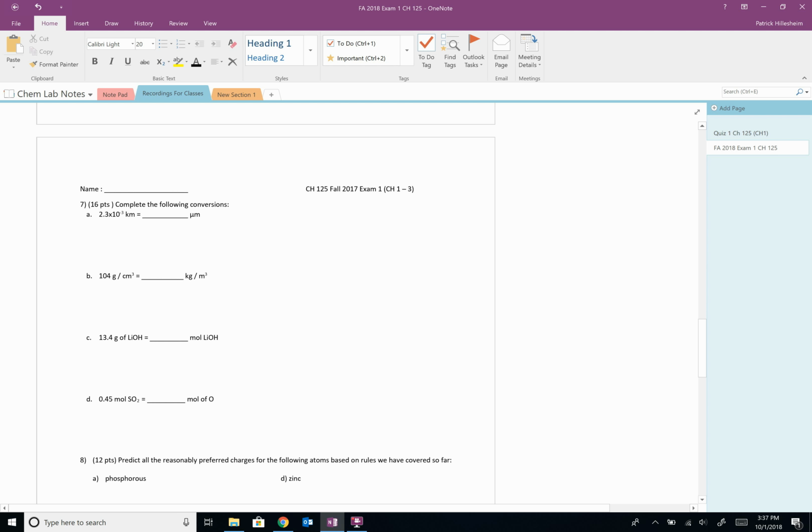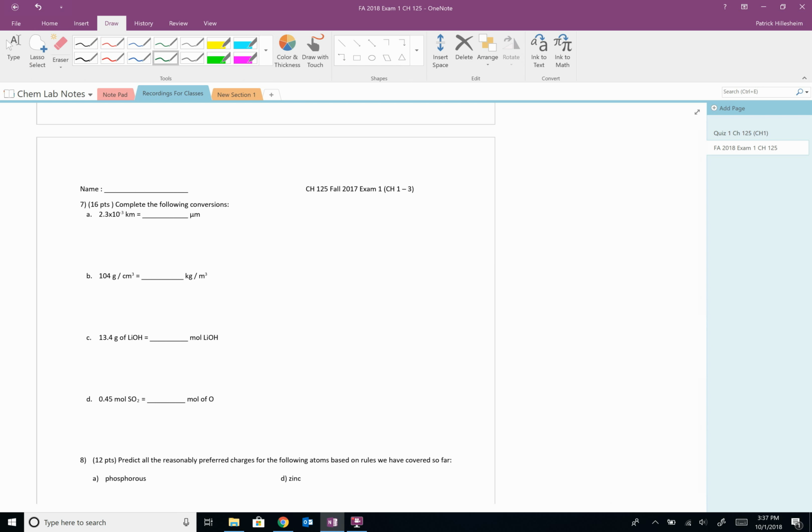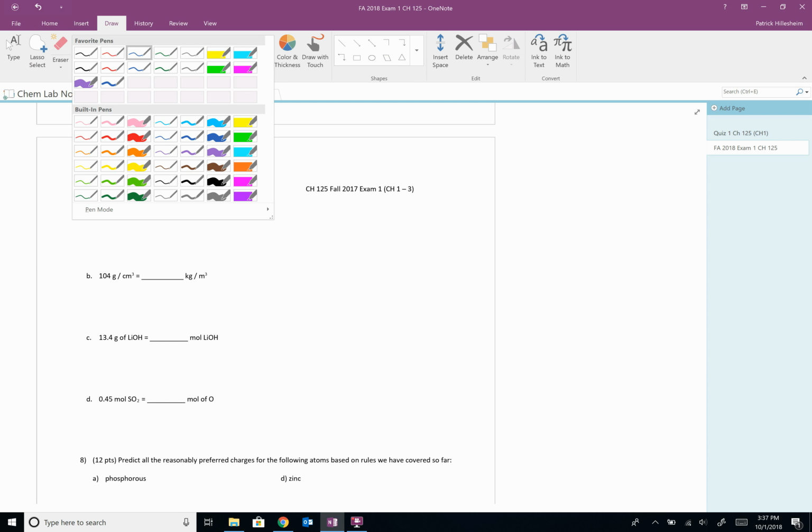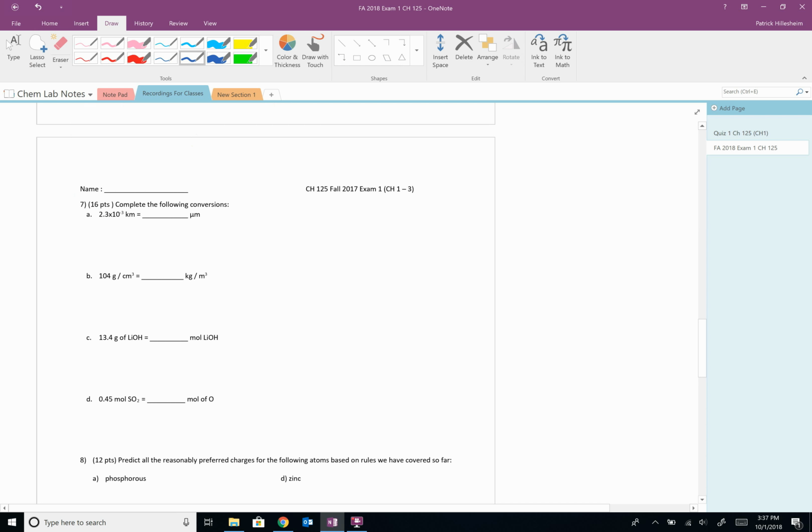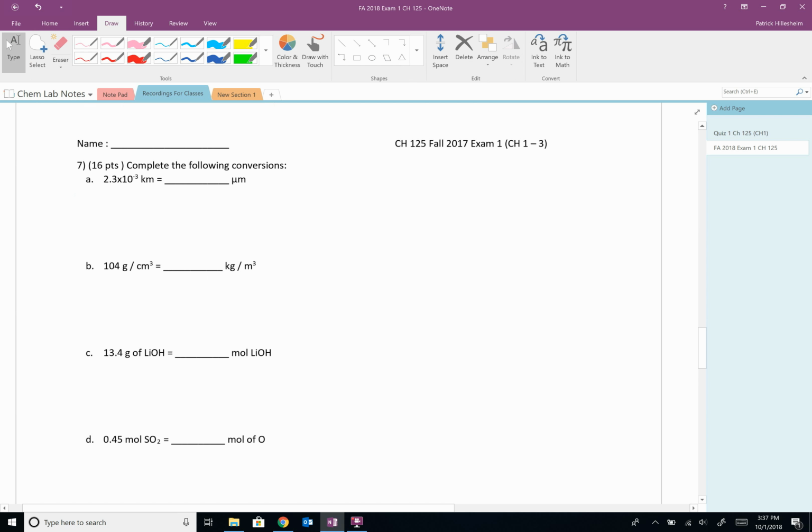Okay, so we are continuing through exam 1 from fall of 2018, and we're looking at page 2. And we are going to go through and see what we can figure out about these problems here. So question 7, let me zoom in here a bit. All right, question 7, we're doing some unit conversions.